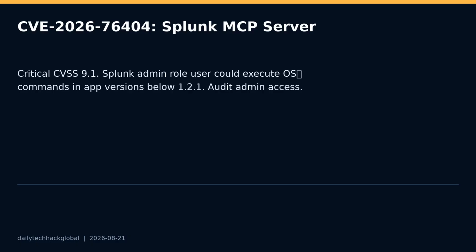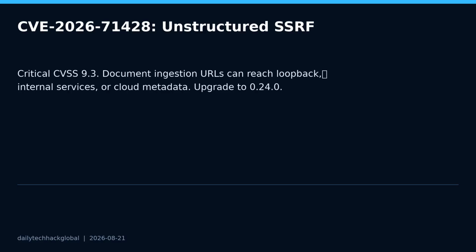Third, CVE-2026-71428 affects the unstructured library used to ingest and preprocess PDFs, HTML, Word documents, Markdown, images, and text for AI and data pipelines. NVD rates it critical, CVSS 9.3.